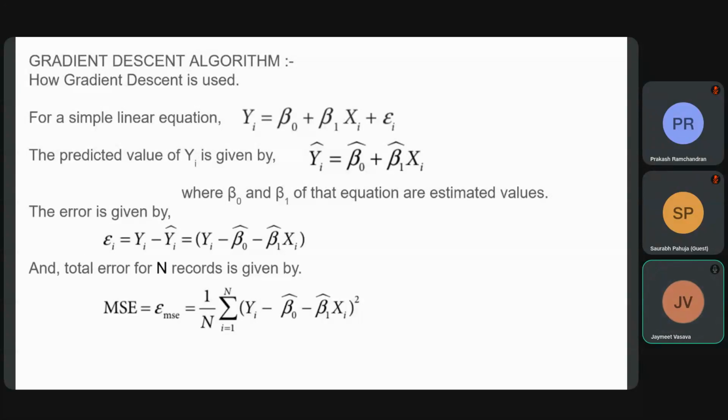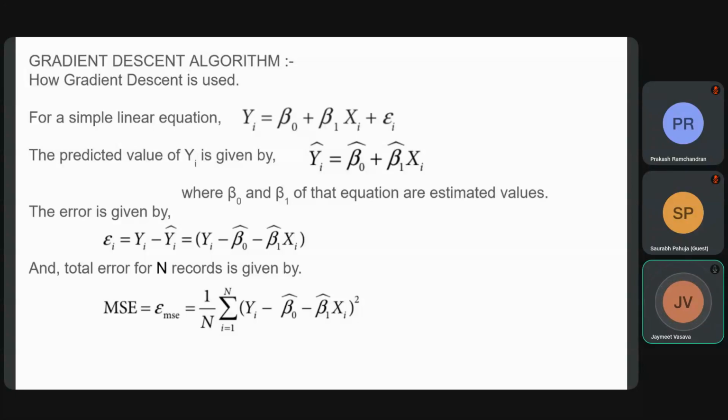We are already familiar with the simple linear equation where yi is the dependent variable and xi is the independent variable. In the first expression, which is mathematically represented, yi equals beta 0 plus beta 1 xi plus epsilon i, where beta 0 is our intercept, beta 1 is our coefficient, and epsilon i is nothing but the error.